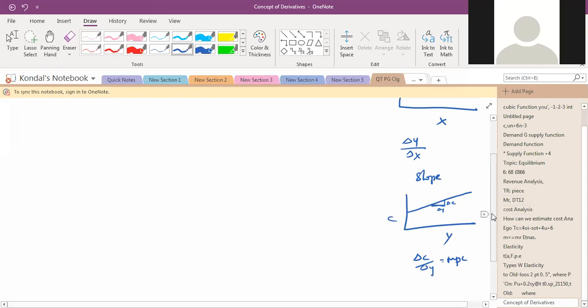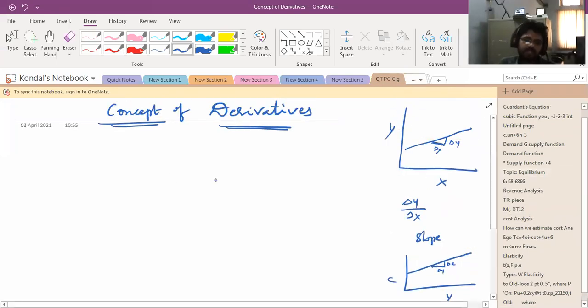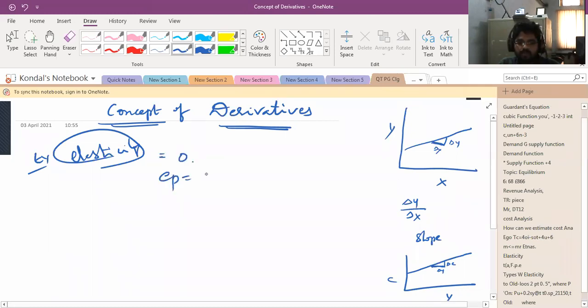Simple. The derivative is nothing but the rate of change, which can be represented. That is called velocity. Mathematically, in mathematics the derivative is a way to represent the rate of change. We can use the example we have done, the velocity also. For example, elasticity of price is equal to 0.5.